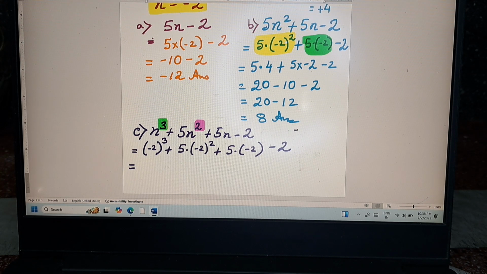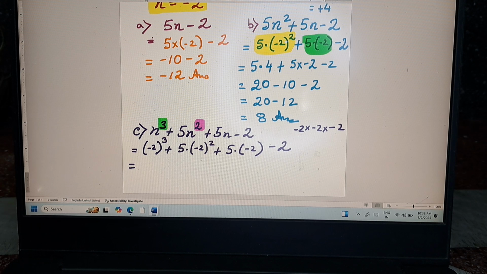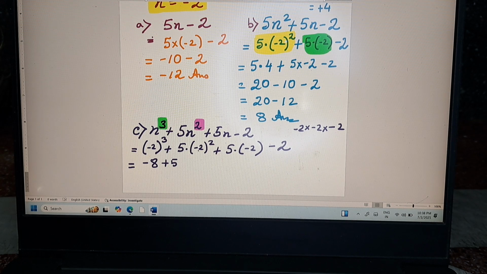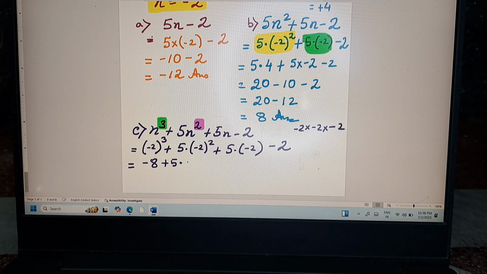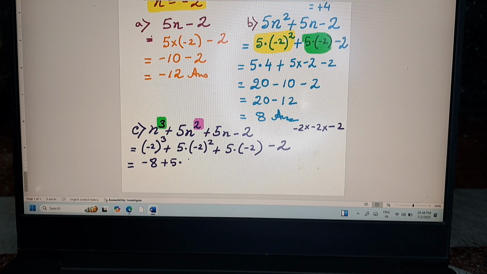So minus 2, how many times do we have to multiply? 3 times, since the power is 3. So minus 2 into minus 2 into minus 2, if you multiply, the answer will be minus 8. It is not 2 to the power 6. It is minus 8. Now here plus 5 into minus 2 to the power 2. Since the power is an even number, the sign will be positive. So 2 to the power 2 will give me 4.